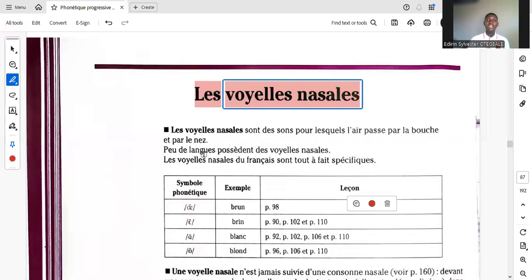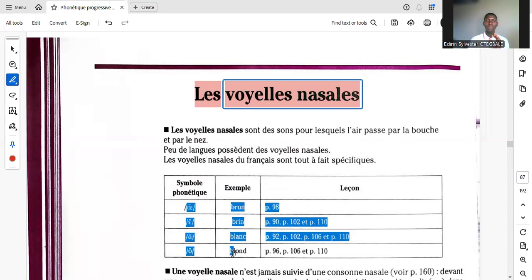Now, here you have it, voyelle nasale. Les voyelles nasales, nasal vowels in French, les voyelles nasales en français. Les voyelles nasales sont des sons pour lesquels l'air passe par la bouche et par le nez. It goes through the mouth and the nose. Il y en a quatre. There are four of them in French. Look at the four of them we have in French.